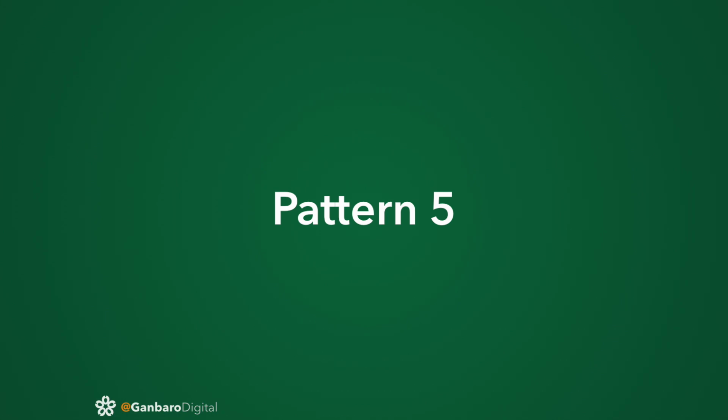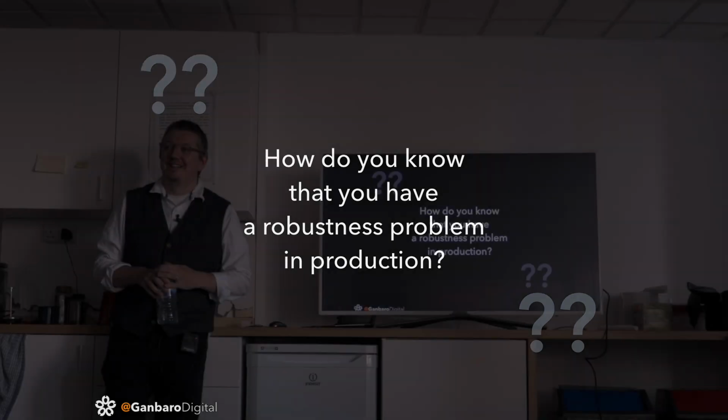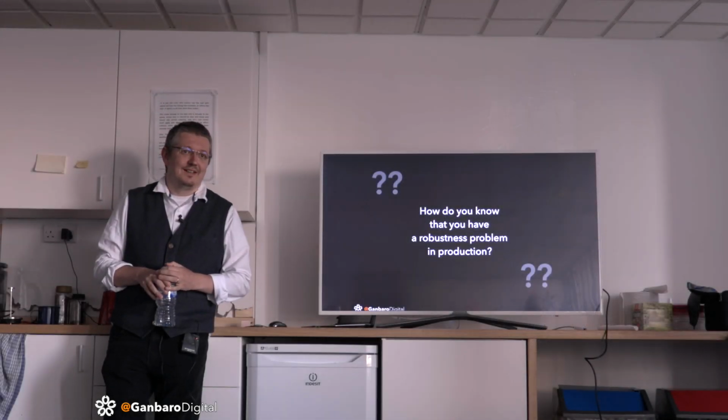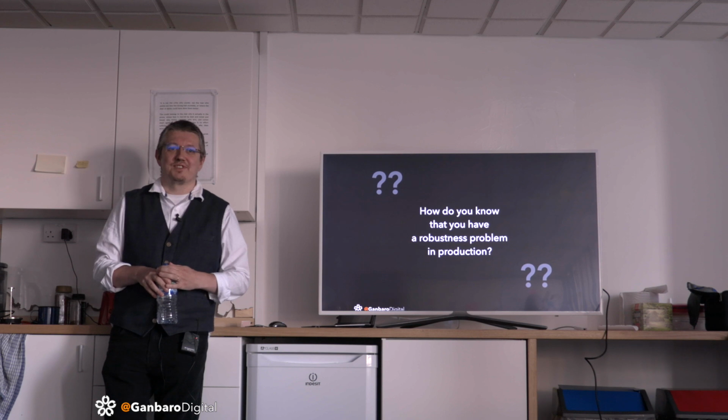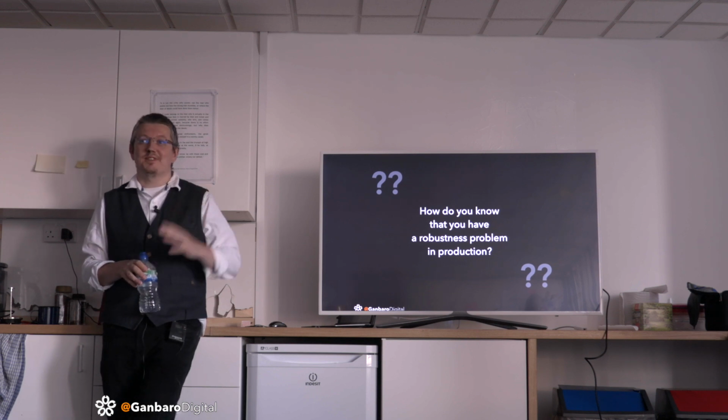This one's easy. So how do you know you've got a problem in production? Problems in test don't matter at the end of the day. It's the problems that get to production that are the problem, because they're the expensive ones to fix. So how do you know in production you've got a problem? Again, it's not a trick question.